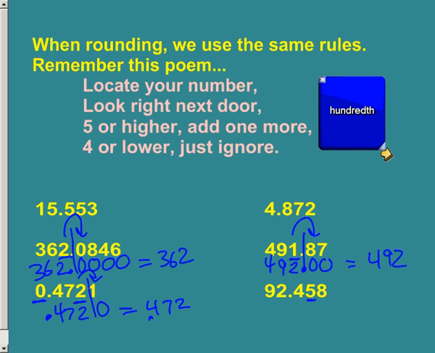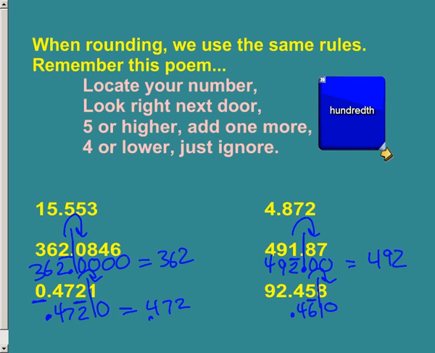All right, so I'm going to underline the hundredths place. I'm going to draw my line and peek over. This is an 8. That is 5 or more, so this is going to go up 1 to 6. Everything after becomes a 0, and then everything to the left stays the same.